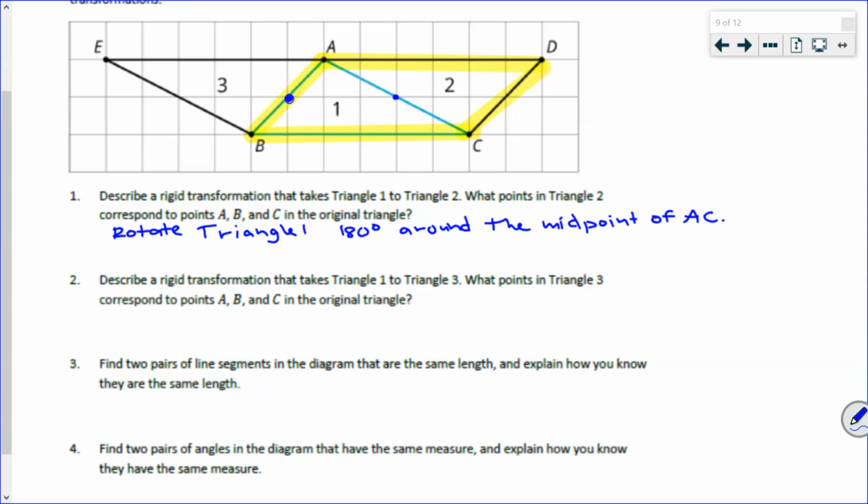Exactly. Find the midpoint of AB and rotate it 180 degrees around that midpoint. So let's write that down and then I'll show you in the calculator. Rotate triangle 1. We are all writing this down. All pencils are moving. Rotate triangle 1 180 degrees around the midpoint of AB.